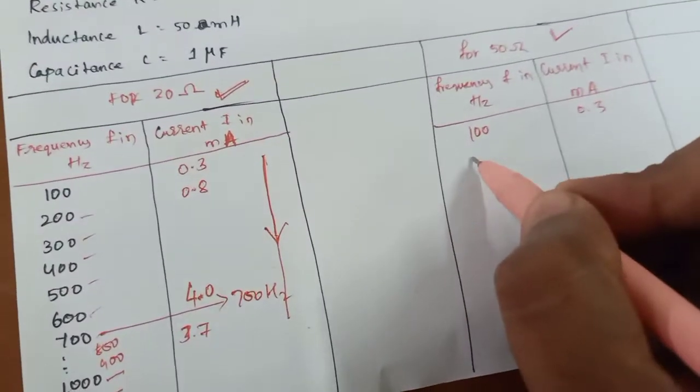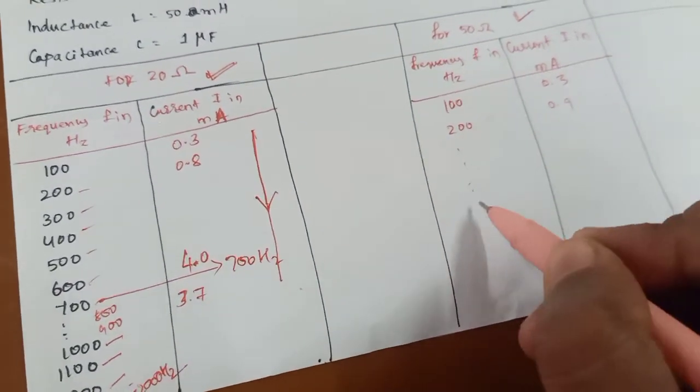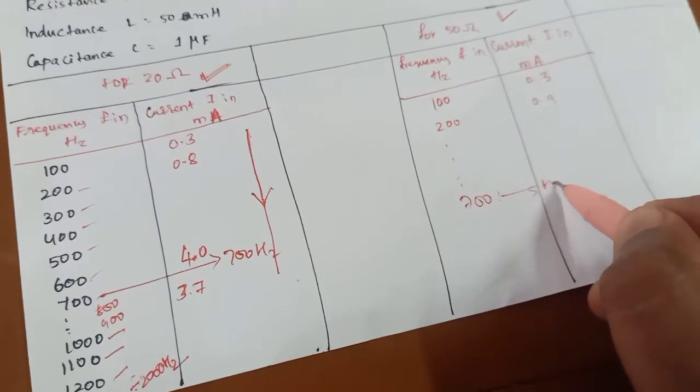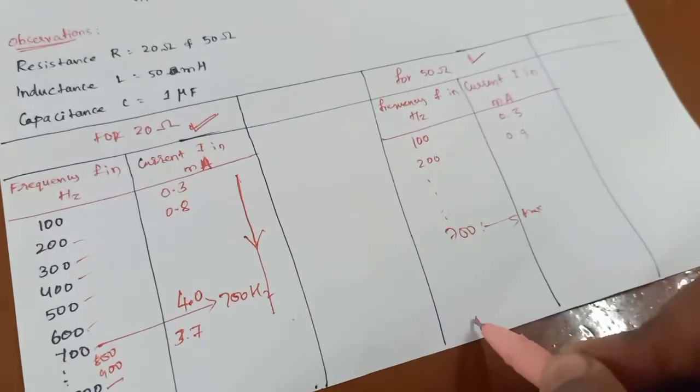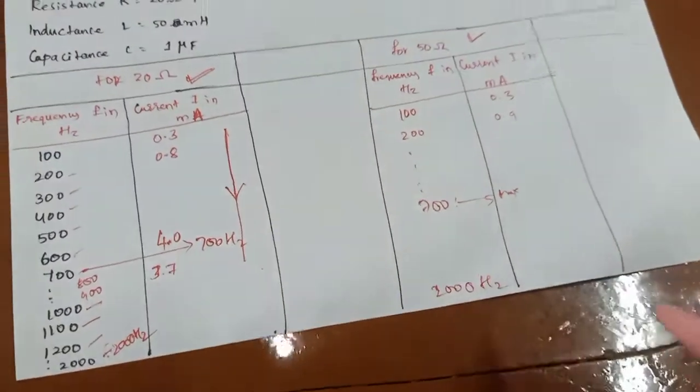Then for 200 it is 0.9. For 200 it is 0.9. Then go on up to 700. Then for the max and 2000 hertz, it will have some values.